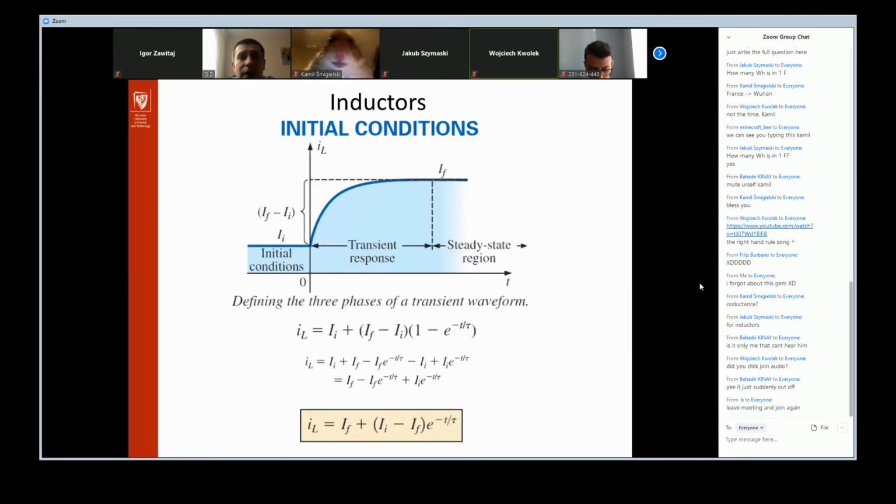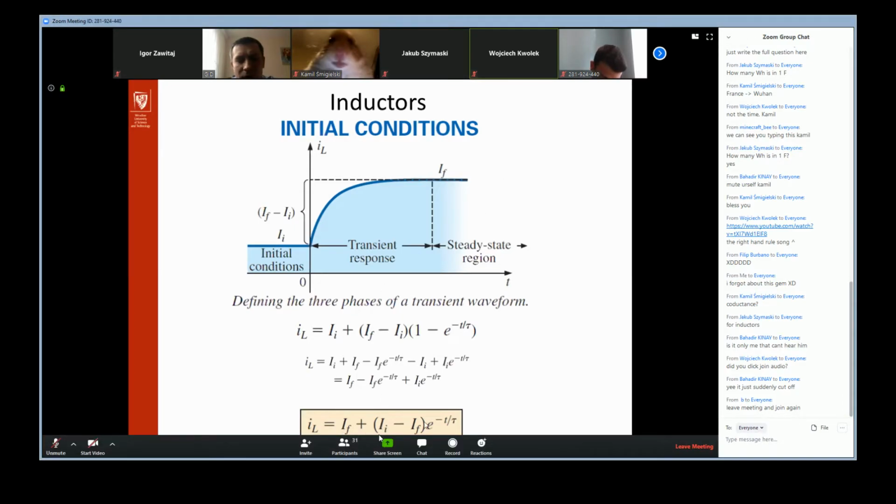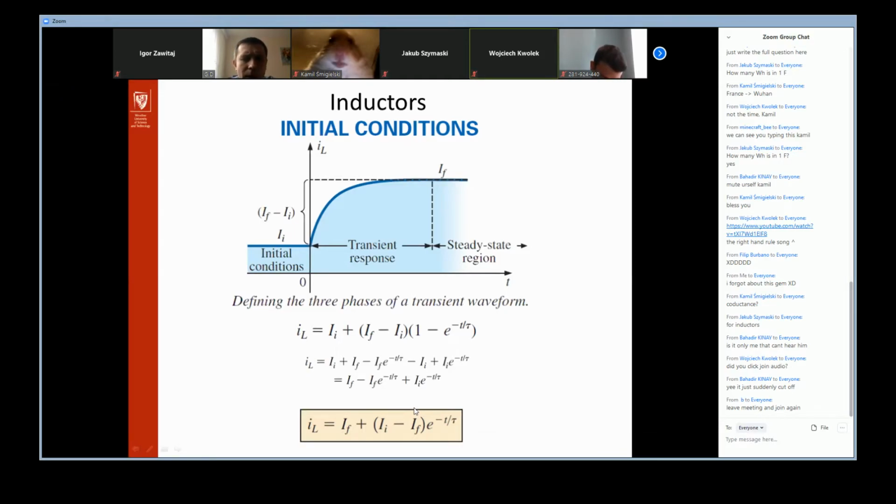Okay, and the same story about the initial conditions. It is also possible that the coil has some initial current. So I just want to remind you of the formula for the current passing through the inductor for the initial conditions. As you see, it is the same as previously. Also here we've got the final and initial value, so there are no changes. You just have to remember: for the capacitor, we've got the voltages, and for the inductor, we've got the currents.